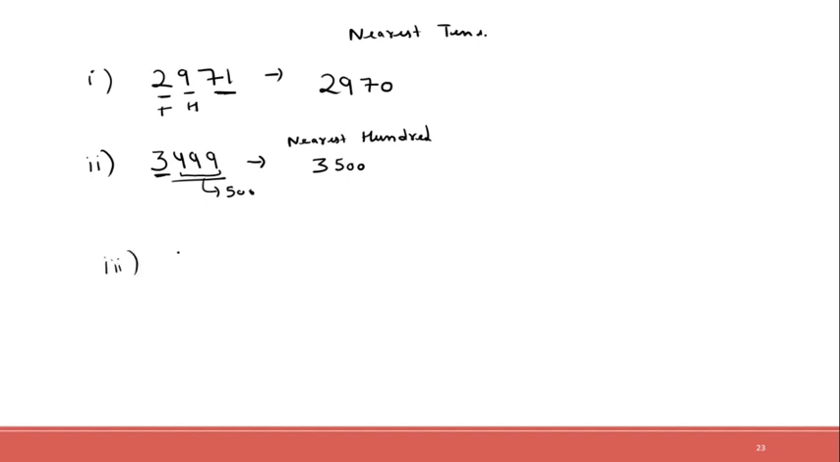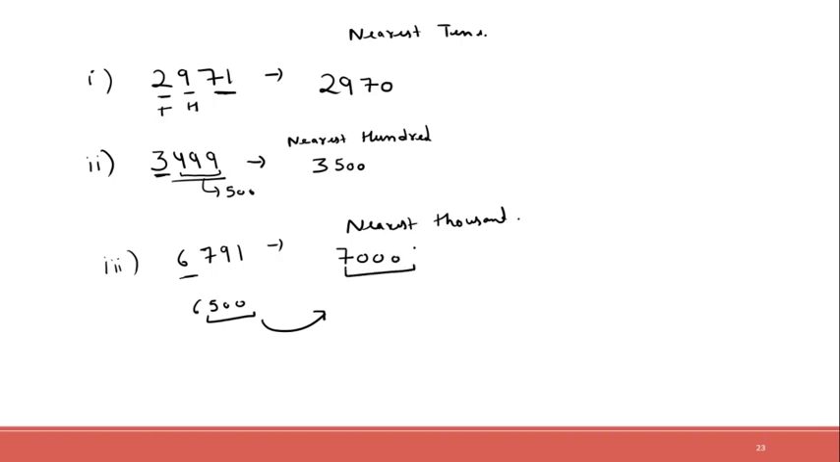Now one more question. I want you to convert this to the nearest 1000. For nearest 1000, it is 6791. That means it is greater than 6500. So we will round it off to the next nearest 1000. That means 7000.